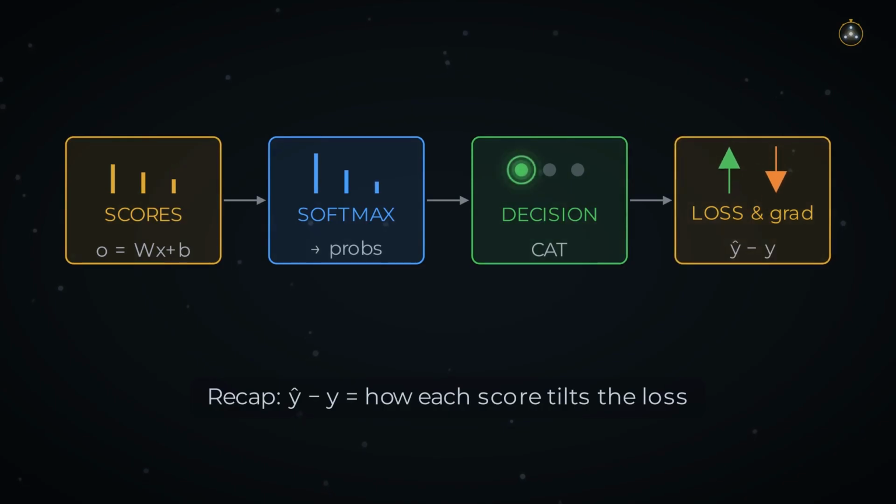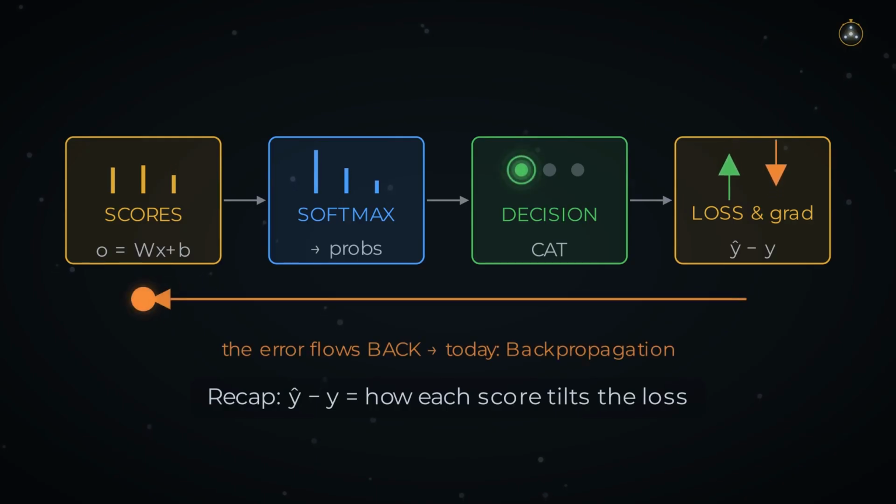Last time, our network guessed cat, and cross-entropy graded it with a single number, the loss. That number, predicted minus true, tells us how each score tilts the loss. Now watch the orange pulse flow backward.